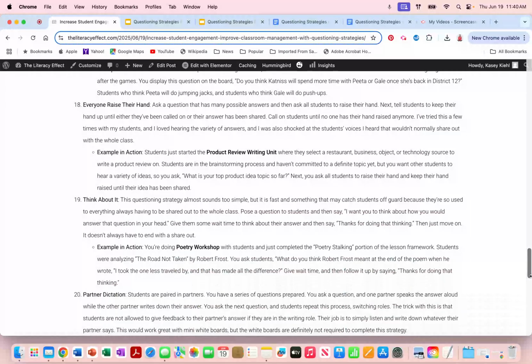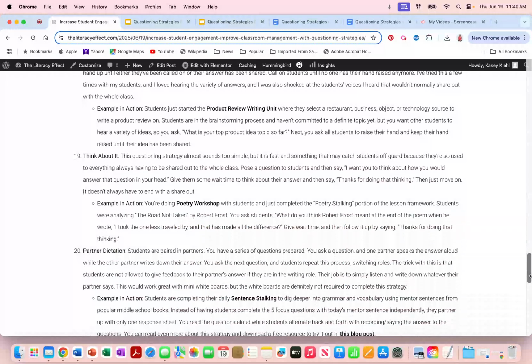The next questioning strategy is everyone raise their hand. So this is when you would ask a question that would have many possible answers, and then you just say, everyone raise their hand. And students are expected to keep their hand raised until they are either called on and respond, or someone else shares the same answer that they were thinking in their head.